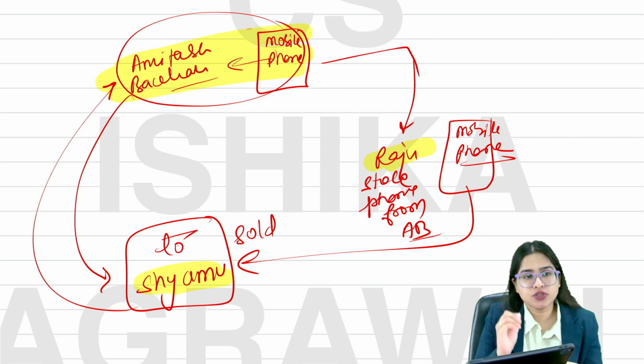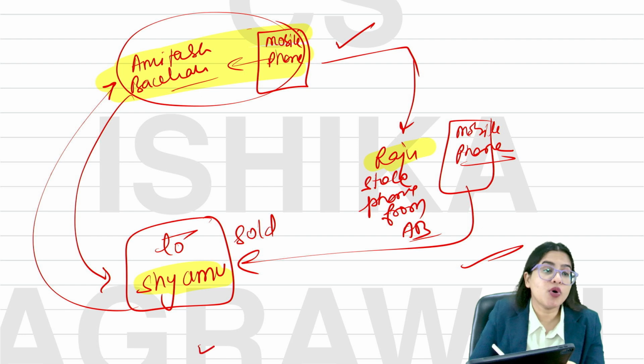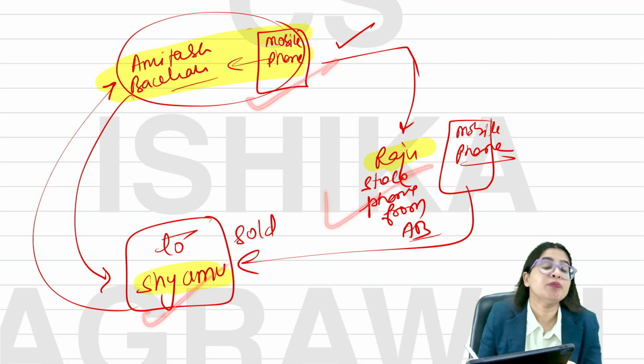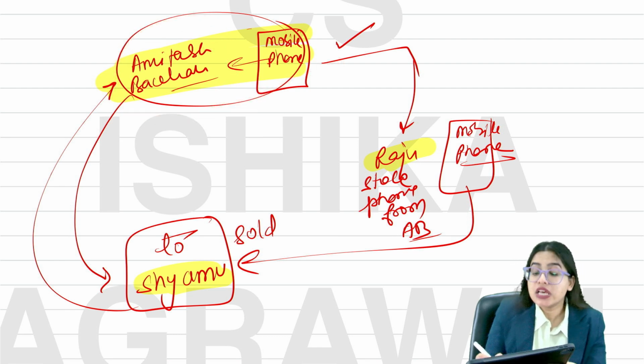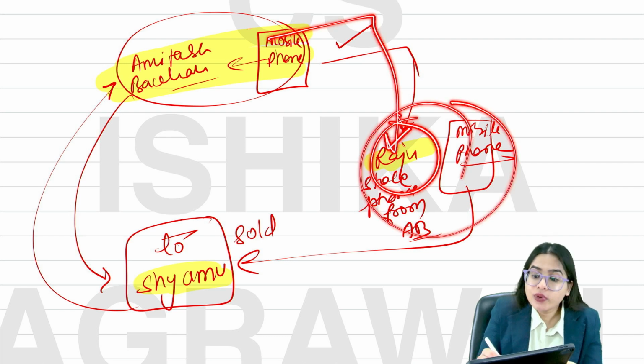Because who has ownership? The question is, who has ownership of the phone, Amitabh Bachchan or Raju or Shamu? Apply your common sense and tell me. The answer is Amitabh Bachchan has ownership of this phone. Why? Because Raju stole that phone. So did he get the title? No, he doesn't have title.